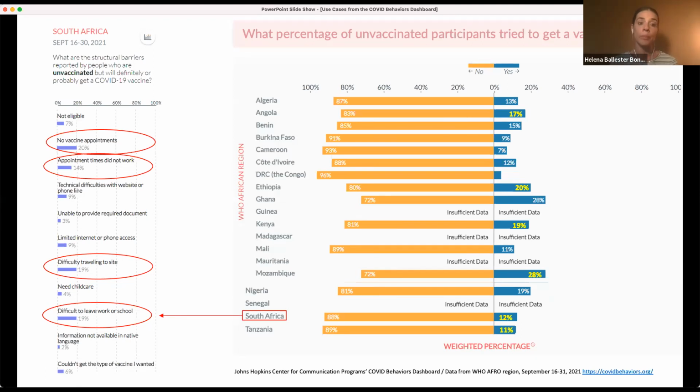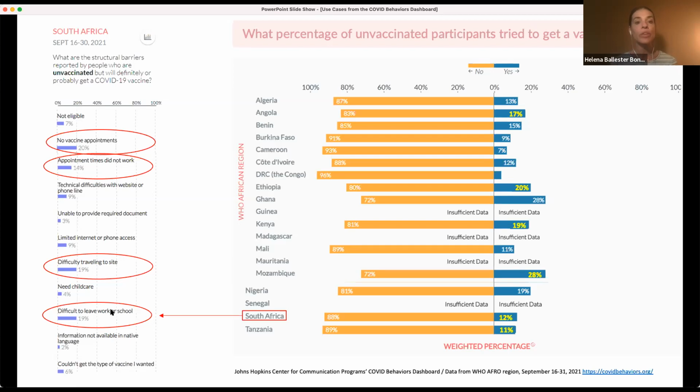And of course, you have issues around vaccine appointments. Imagine in countries in which access to internet is not easy, in which not everybody has a cell phone, in which access to health facilities is difficult. It's very complicated to get an appointment. The other one is the difficulty traveling to the site, which points again at problems around accessibility. And the last one is the difficulty they were having to leave work or school, which talks about the non-adaptation of service provision to the needs and lifestyle of people.